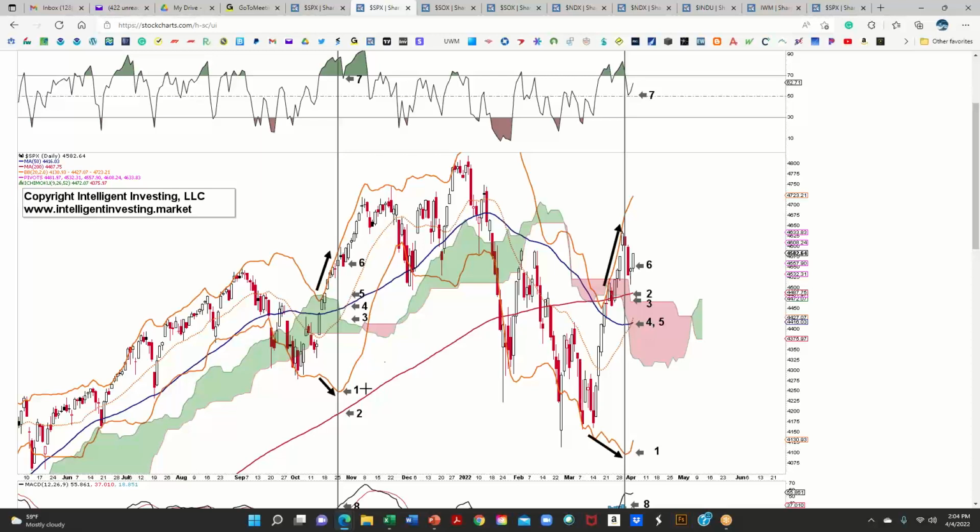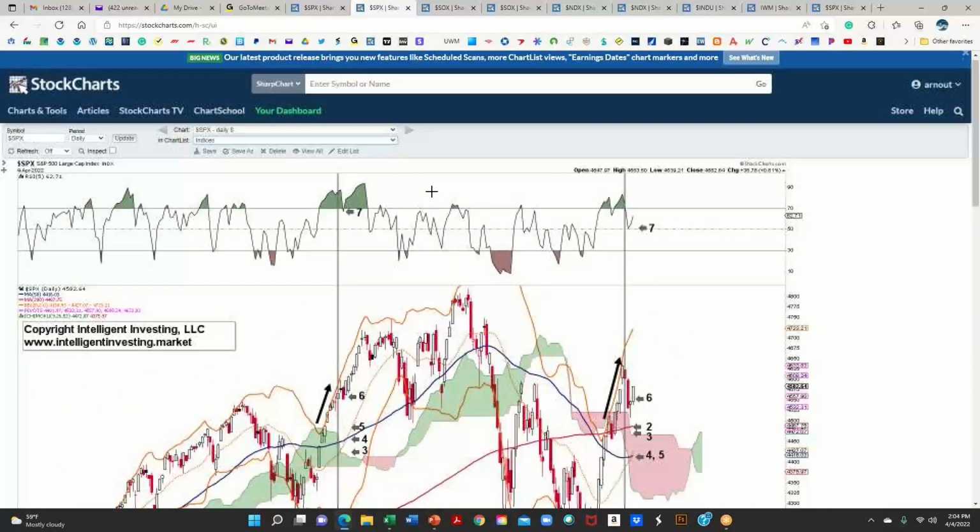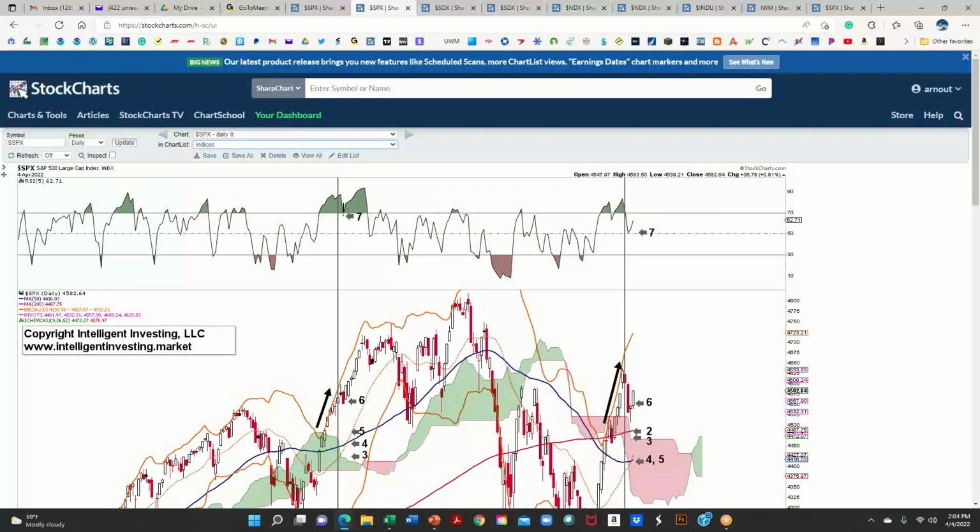2, we're above the 200-day moving average. Same. 3, we are above the Ichimoku cloud. Same. 4 and 5, we're above the 20-day and 50-day moving average. 4 and 5, the same. 6, here we had about a 2-day dip, and here we had a multi-day dip. It's about the same.